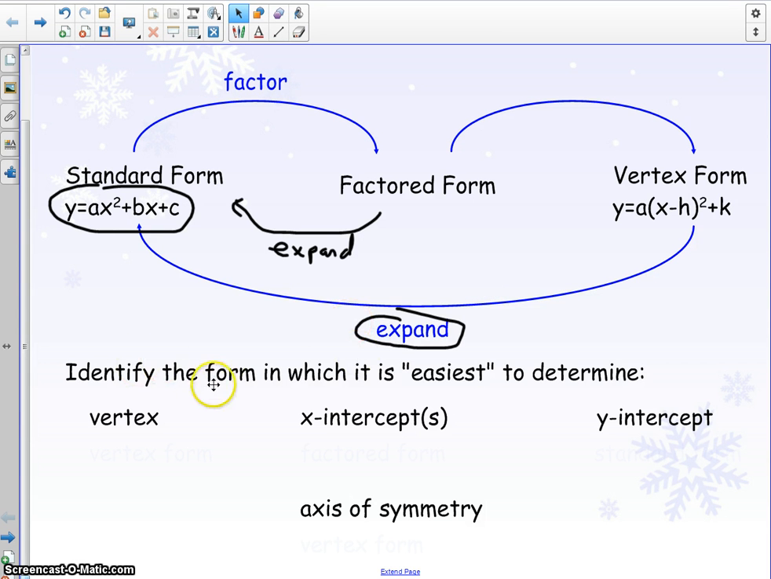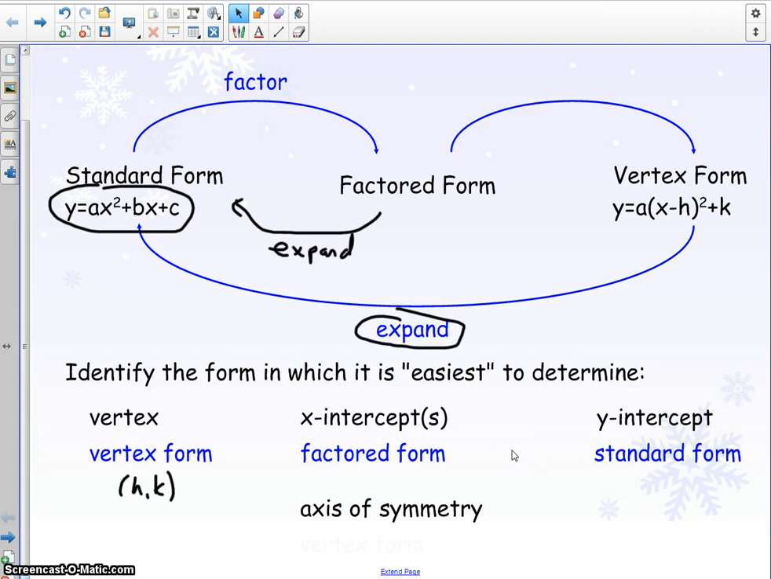Looking at the three forms, the vertex would be easiest to get from vertex form, because it's just going to be the h, k values in the equation. The x-intercepts are easiest to get from factored form, because you set each of your factors equal to 0 and you can solve for the x-intercepts relatively quickly. The y-intercept is easiest to get from standard form, because it's just your c value. And the axis of symmetry, you're used to getting from factored form by averaging your x-intercepts, but now that we have vertex form, it's easier to get it from there, because it really is just the h value in your equation.